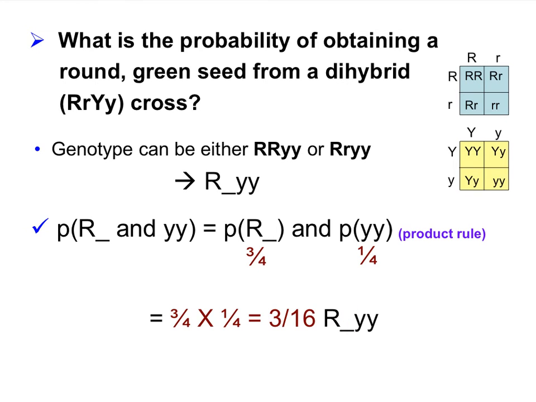Why is this 3/4? Because there's 3 ways to get round. We're talking about phenotypes. It could be heterozygote or homozygote. But when you're dealing with the little y, there's only one way to get green.